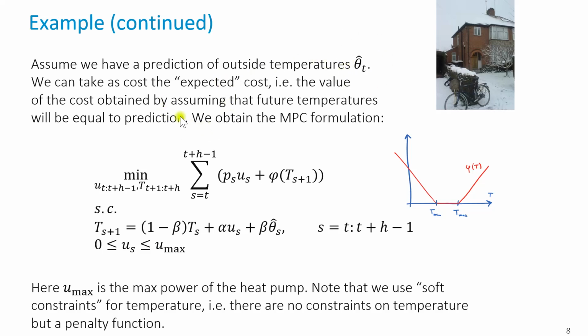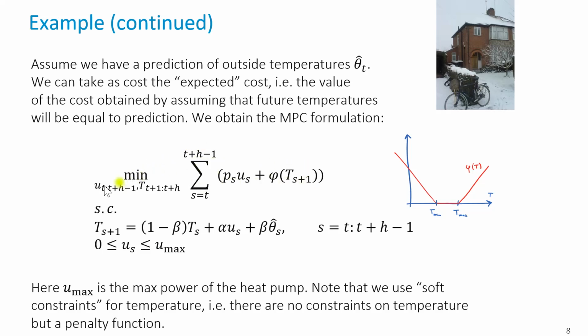Then I have to minimize. We have a stochastic optimization problem, like we discussed in the last lecture. Here I have to define what is my cost. Is it the expected? Is it the worst case? Here I take the expected cost. And for that, I simply assume that the future temperatures will be equal to the prediction here. So that leads to the cost function that is given here.